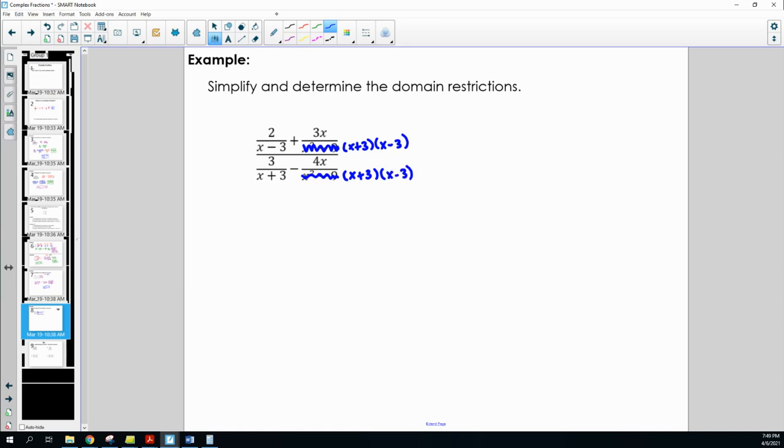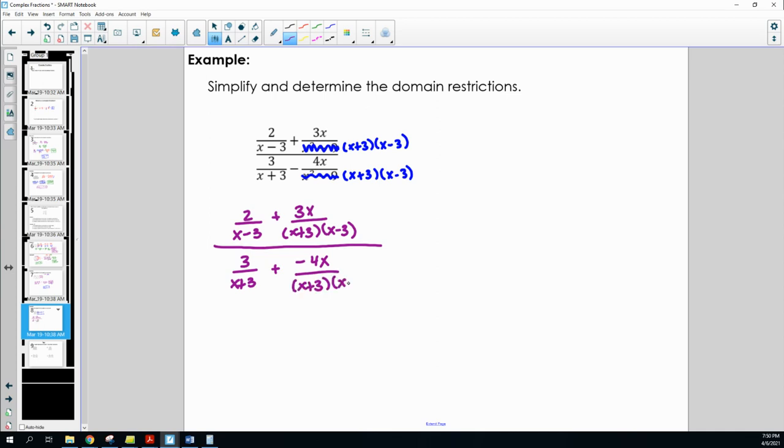Sorry if that looks messy. Actually, it looks really messy. Let me fix it. So 2x minus 3 plus 3x over x plus 3, x minus 3, over 3 over x plus 3 minus, so because it's minus, I'm going to change this to plus negative 4x over x plus 3, x minus 3. Okay, so that way I don't mess up with my negatives and I don't have to worry about distributing it. I'm already doing that here.